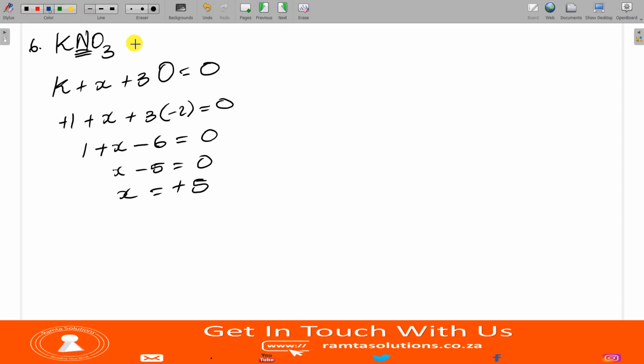And this one, guys, if you were to do it like this and say, perhaps it should be like this, you are still gonna get the oxidation number of nitrogen to be +5. Okay, you're still gonna get the oxidation number of this guy to be +5.